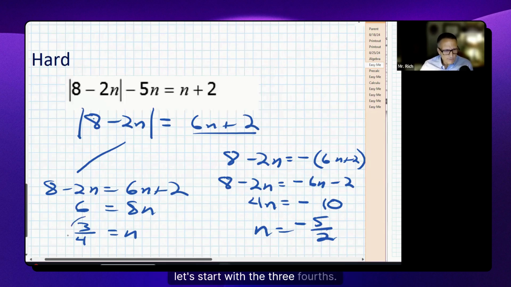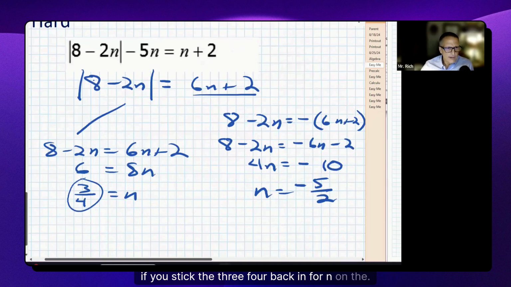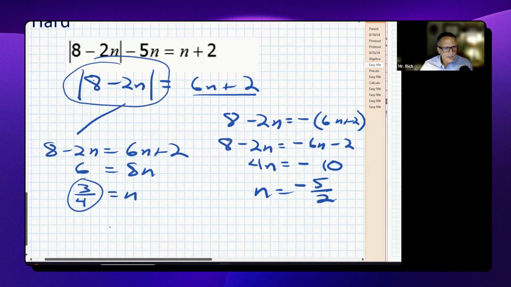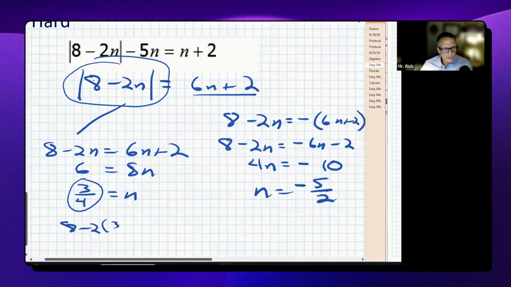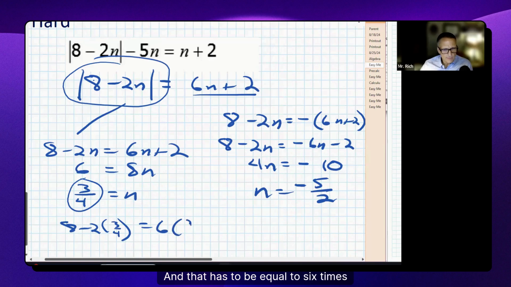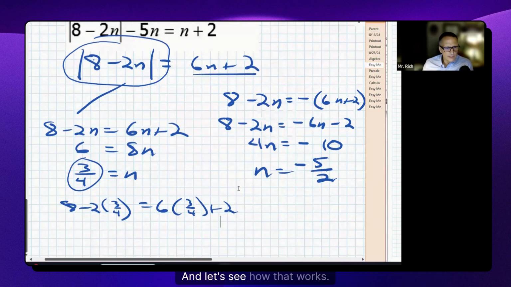Well, let's start with the 3/4. If you stick the 3/4 back in for n on the left-hand side here, that's going to give me 8 minus 2 times 3/4. And that has to be equal to 6 times 3/4 plus 2. Let's see how that works.